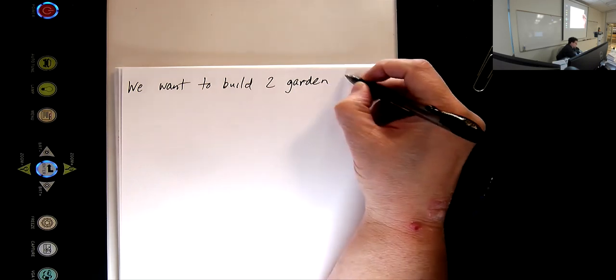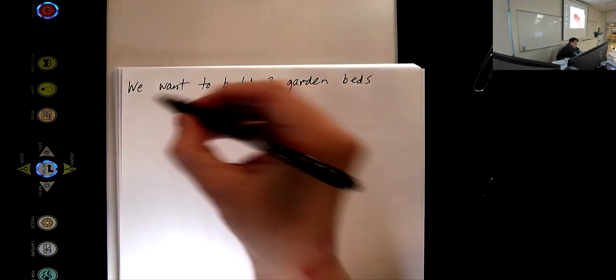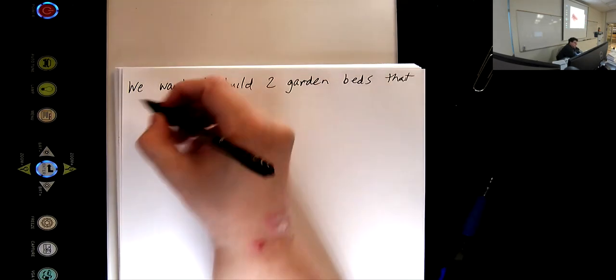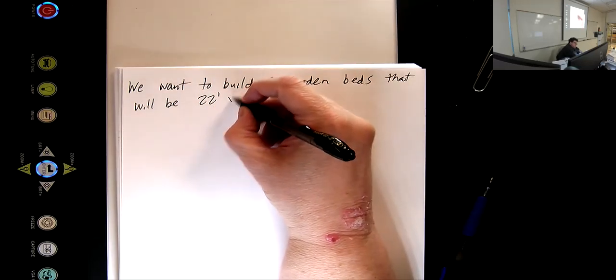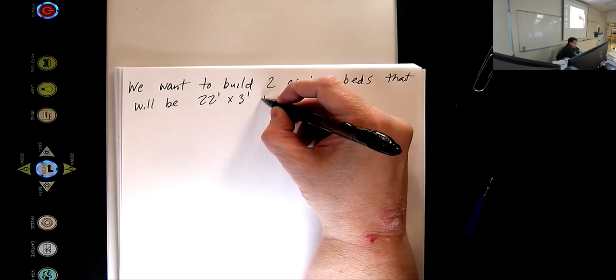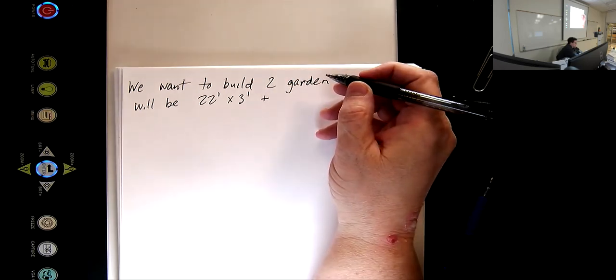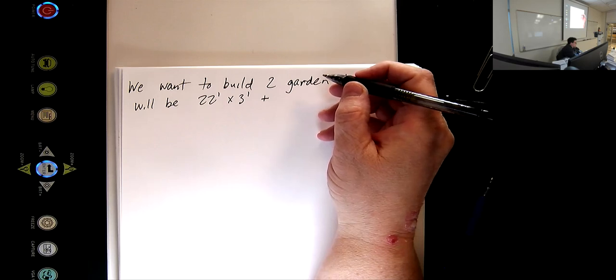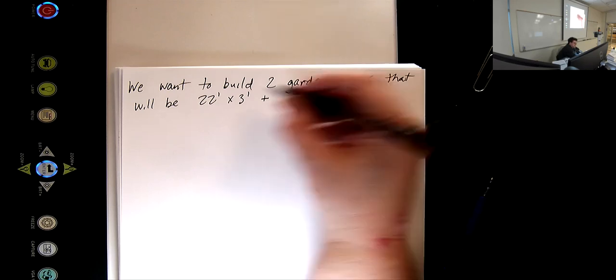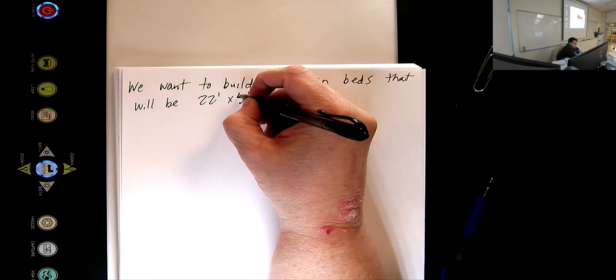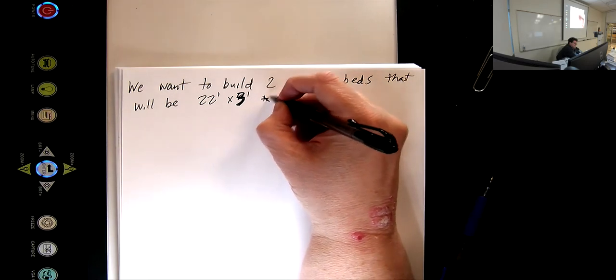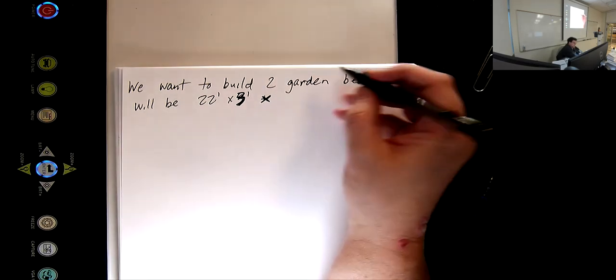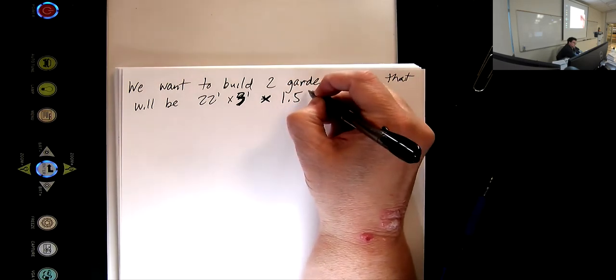We want to build 2 garden beds that will be 22 feet long by 3 feet wide. Typically they go 4 feet wide, but then you have to walk in it. We'll talk about seed starting next week. We're doing 3 feet wide. You can make your own 4-foot garden if you want a real garden bed. It's a big garden bed. And we're going to make it 1.5 feet tall.